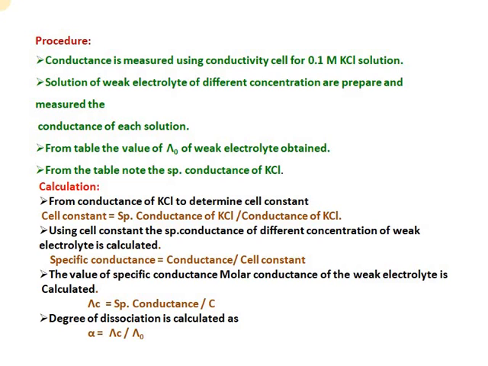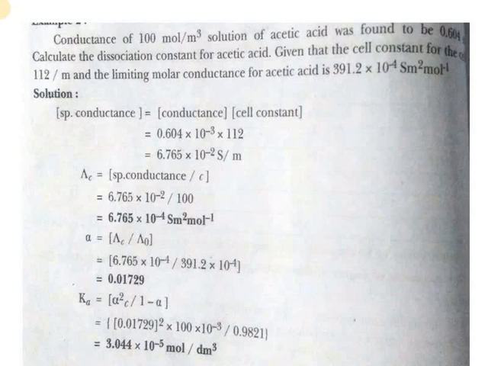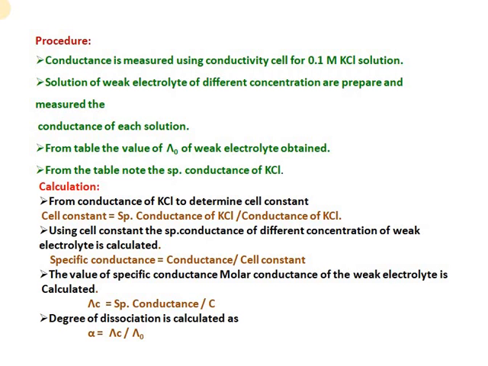Next point, the values of specific conductance we calculate are here. Also, we can measure the molar conductance of the weak electrolyte, like lambda c. So molar conductance lambda c is equal to the specific conductance upon capital C, where C is the concentration. From these values of lambda c, we can calculate the degree of dissociation, alpha, which is equal to lambda c upon lambda 0.